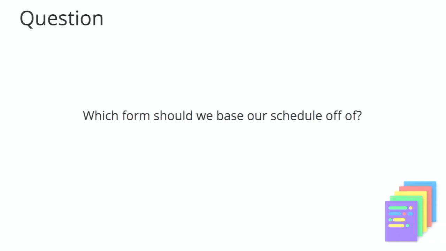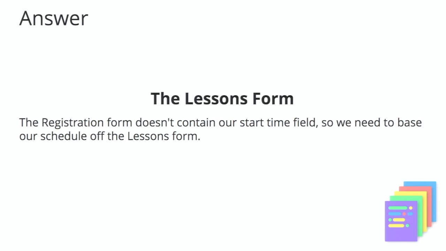Now the next question. Now that you know it's a form schedule, which form will this be based out of? We know registrations, we know lesson, we know a couple of other forms. Which form do you think would be the right form to be basing the schedule out of? It's really the lesson form because it contains the start time field and that's what the schedule will be based out of, right? Now we'll try to create the actual schedule that will notify the students about the classes that's going to start in 30 minutes.